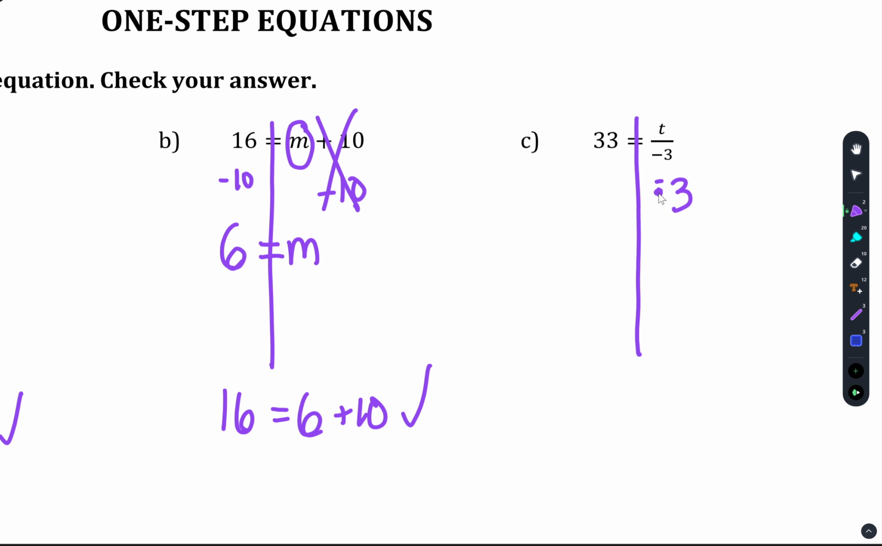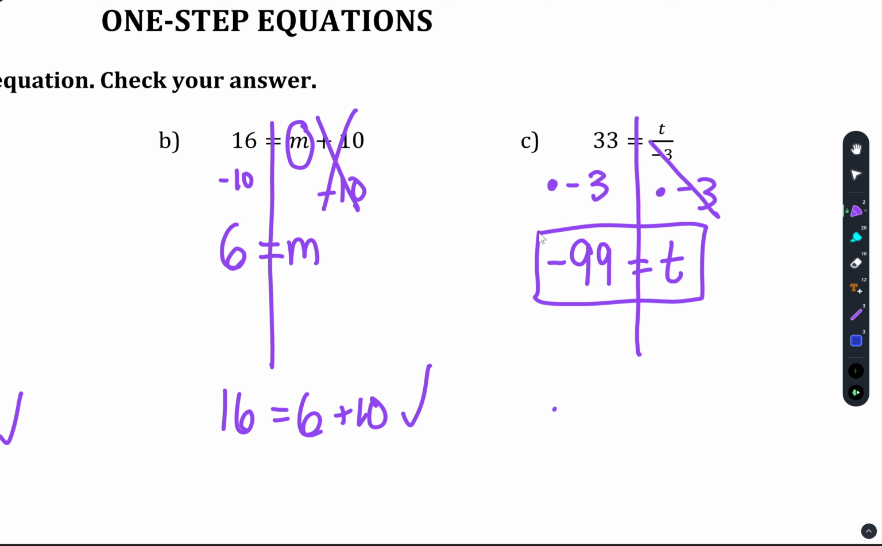Okay, I want to see that negative when we do our multiplication. As I'm saying it, I totally forgot to write it. There we go. We're multiplying by -3 on both sides. So times -3 times -3. That's going to cancel, leaving me with just t. And then 33 times -3, -99. If we want to, we can check. -99 divided by -3 is 33.